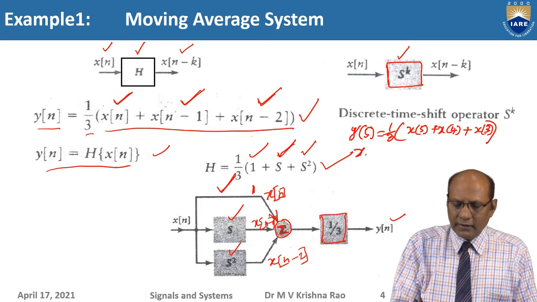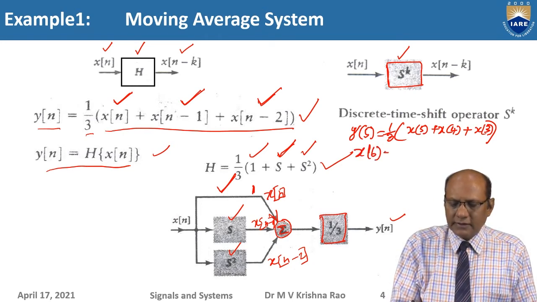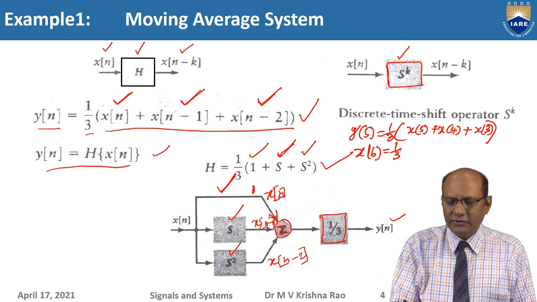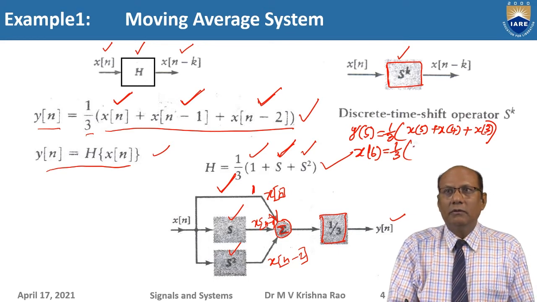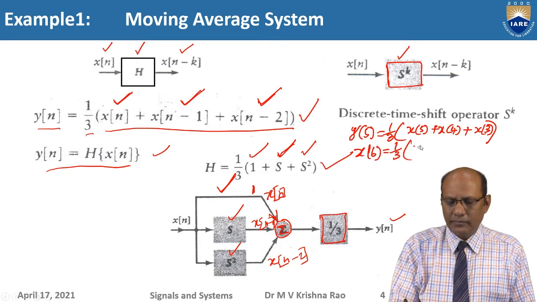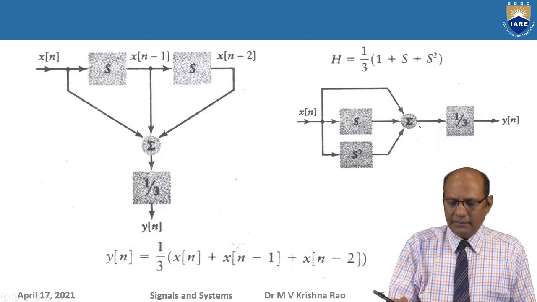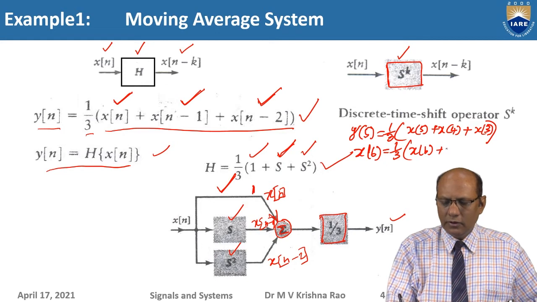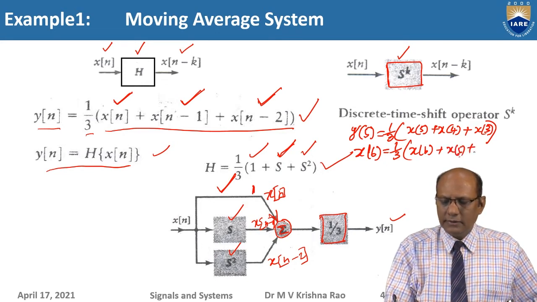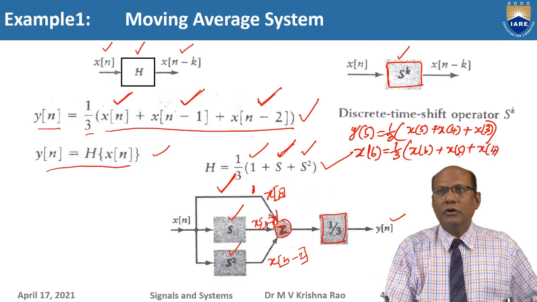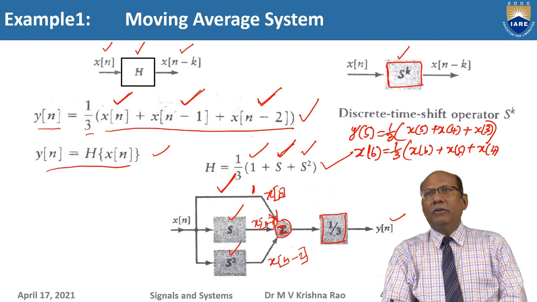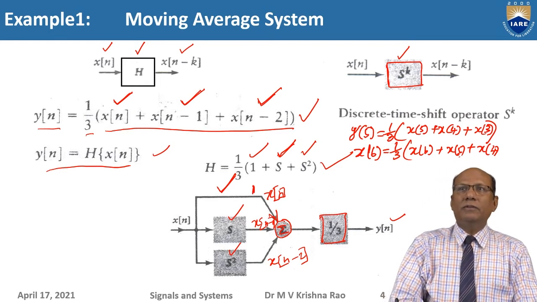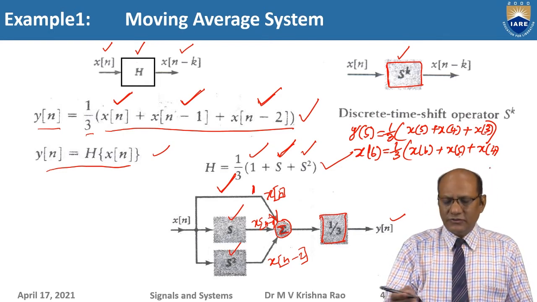Now if I take y of 6, how will I get y of 6? 1/3 multiplied by x of 6, the current value, plus x of 5 plus x of 4. So what is happening here? Now it is the average of the 4th, 5th and 6th samples. Like that as you go on.